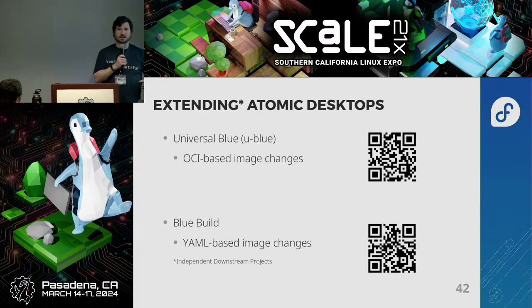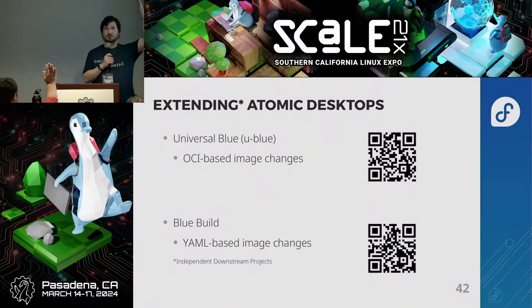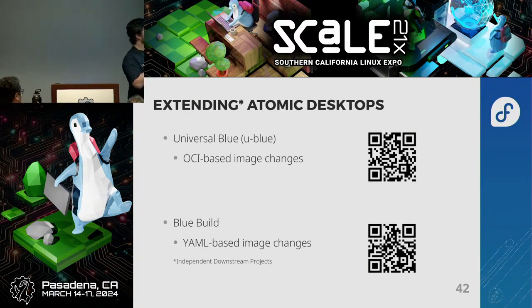So there's two ways to do it. I want to see who has done like a Docker file or a container file before. Wow, almost everyone. Guess what? You can all be Fedora hackers. Because we have the universal tools, they use OCI-based image changes so that you can make your own custom version of Fedora if you're familiar with doing container development before.